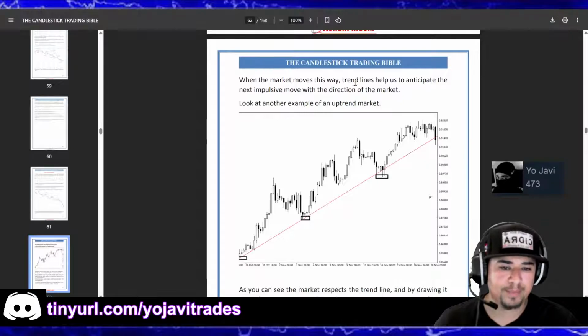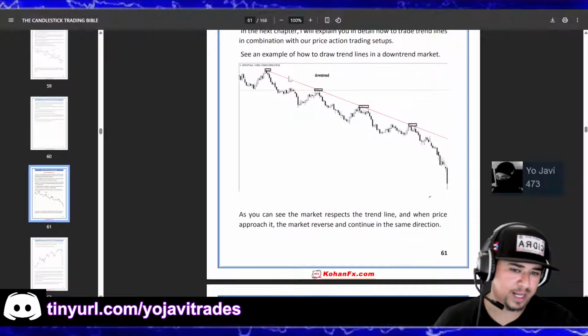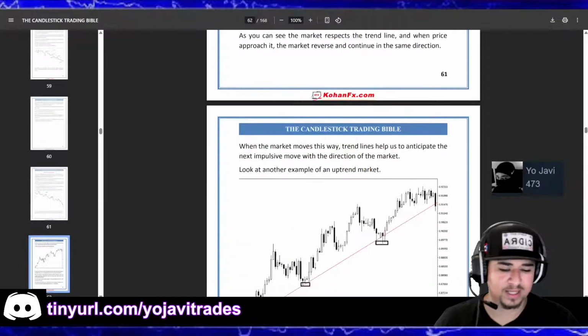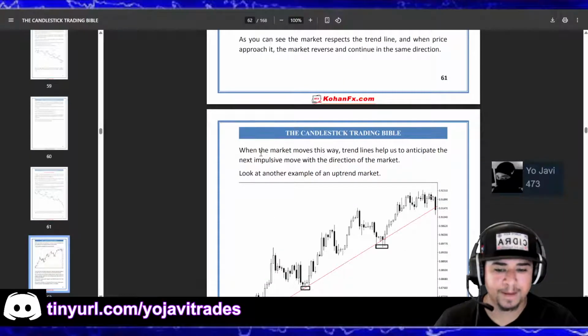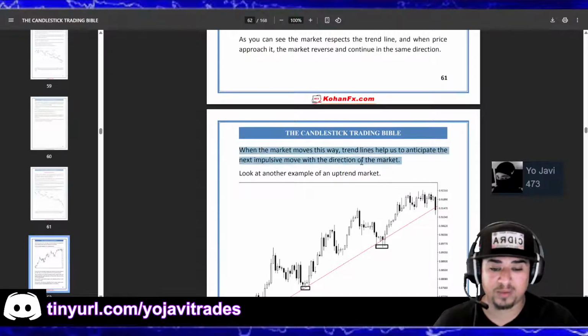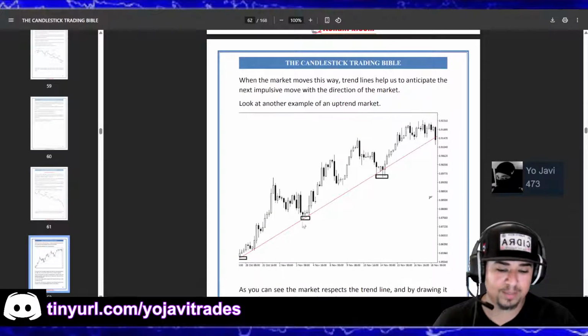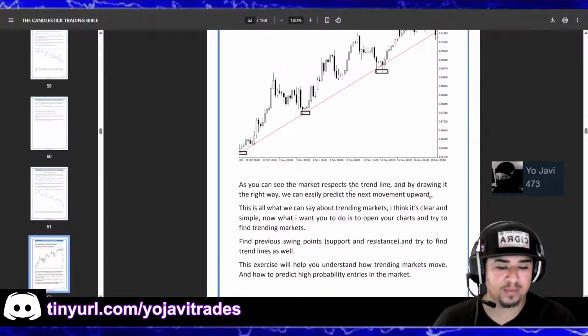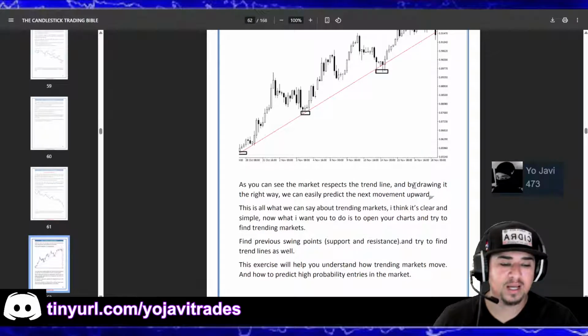Okay, when the market moves this way, so he's doing it at the top, because this is a downtrend, and then he's doing it at the bottom for the uptrend. When the market moves this way, trend lines help us to anticipate the next impulsive move with the direction of the market. So the swing points are where the trend is at. As you can see, the market respects the trend line, and by drawing it the right way, we can easily predict the next movement upward.